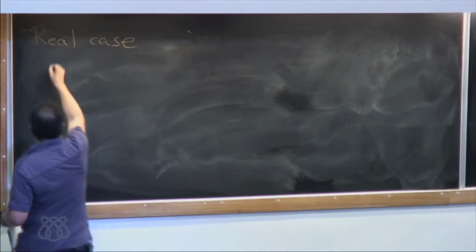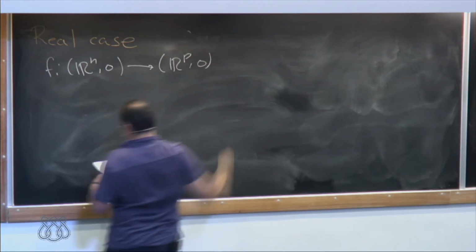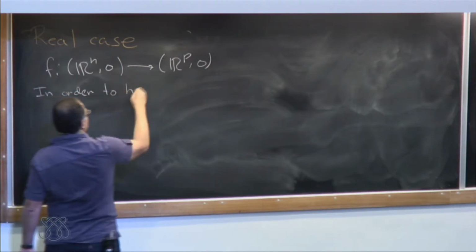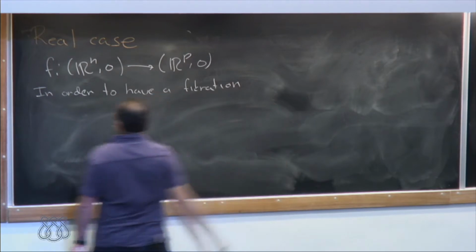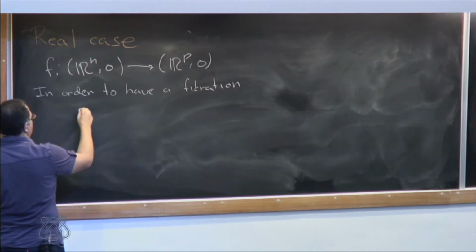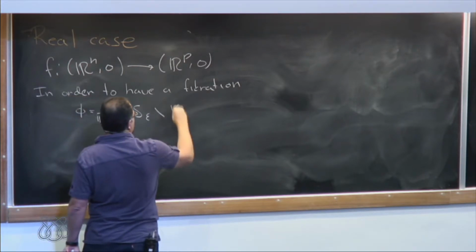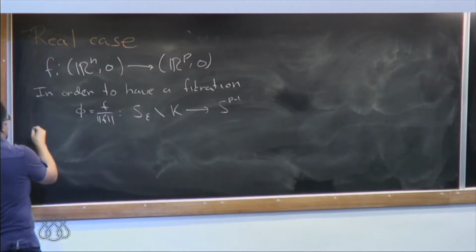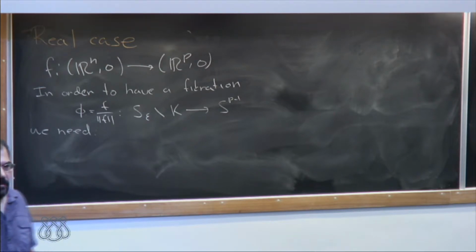So real case. Now we're going to consider maps from R^n to R^p. In order to have a fibration as before, but now it's over the norm of f on some ball minus the link, to the sphere, we need to ask something. In the complex case, we just need to ask f holomorphic, and we have it. But in the real case, it's different, so we need to ask a different thing.